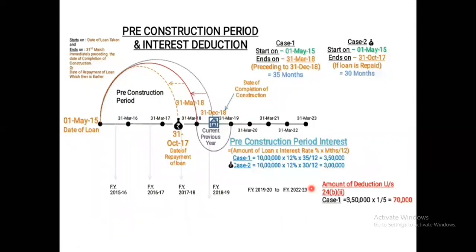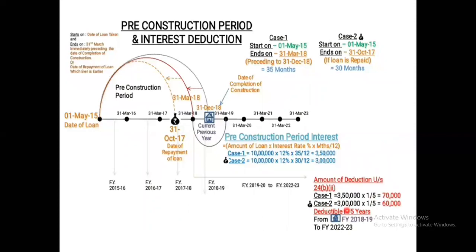However, please remember that we have learned earlier that the entire pre-construction period interest cannot be claimed in 1 year. We can claim 1/5 or 20% of the pre-construction period interest from the year immediately after the completion of construction. So under case 1, 3,50,000 was the pre-construction period interest, and 1/5 or 20% of it can be claimed. Therefore, the amount which can be claimed during the previous year is rupees 70,000 under case 1. And under case 2, the pre-construction period interest was 3 lakhs and 1/5 of it is 60,000 rupees.